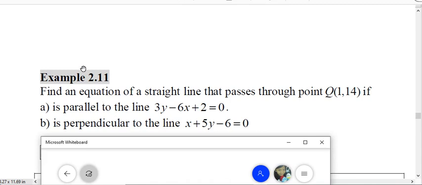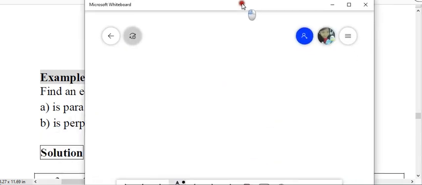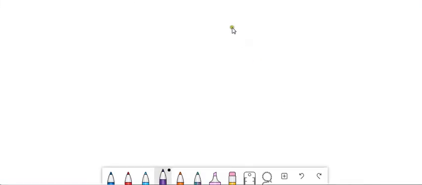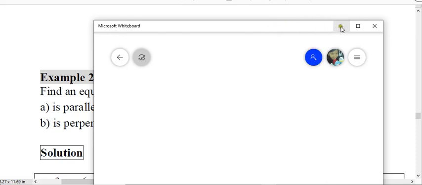Okay, let's look into this example. Find an equation of a straight line that passes through Q. See that? Obviously, you need to pass this through this Q. It's parallel to the line of this. Then after that, B is perpendicular to the line of your straight line. Okay, so how? Again, first of all, what you need to do? Always remember your basic 4 steps.